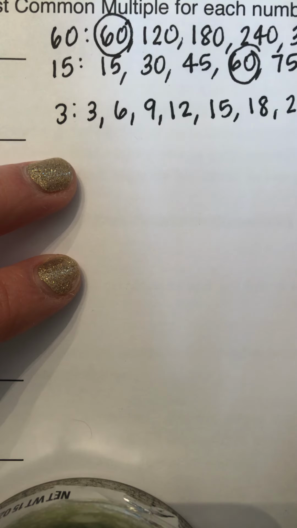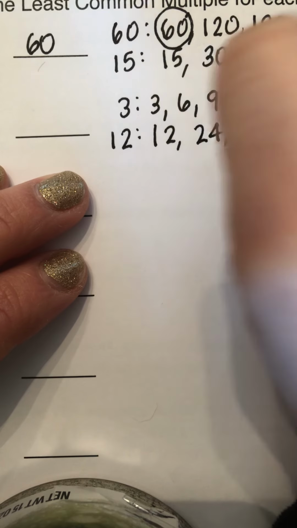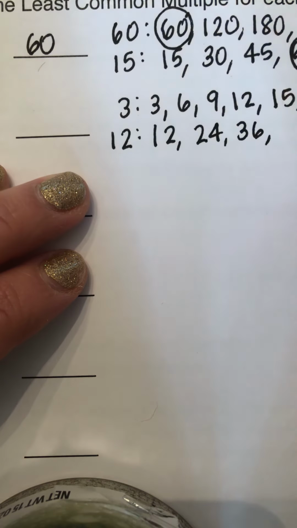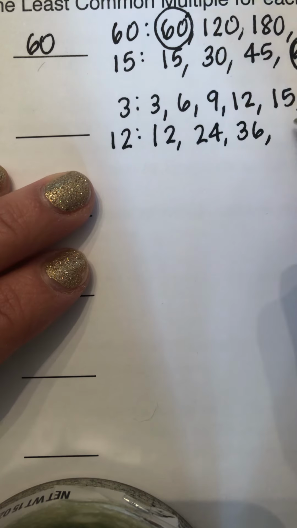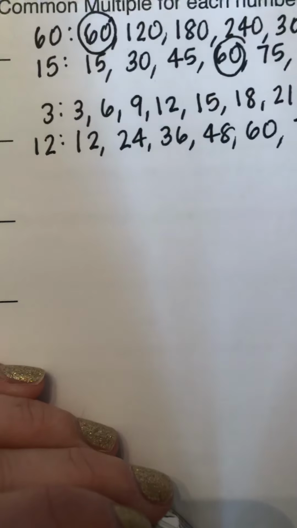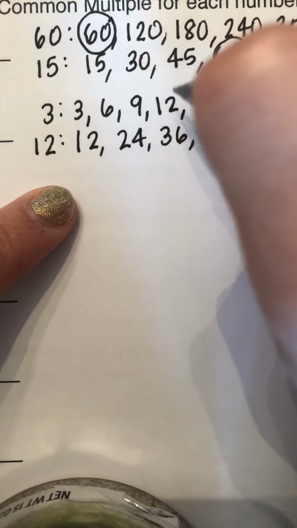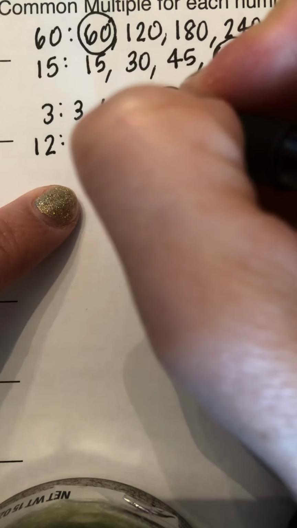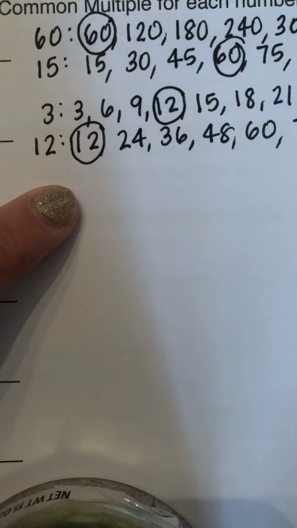I went a little farther on 3 because it's such a small number. Now let's look at 12. 12 times 1 is 12, 12 times 2, 24, 12 times 3, 36, 12 times 4 is 48, 12 times 5 is 60, 12 times 6 is 72. All right, so here you can see that our least common multiple, the number that's in both lists, is 12.